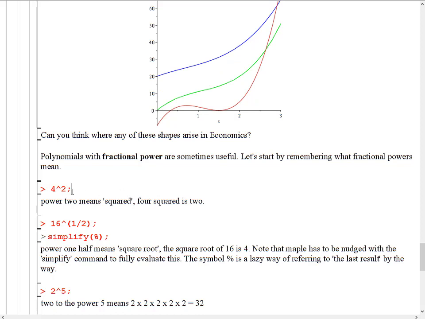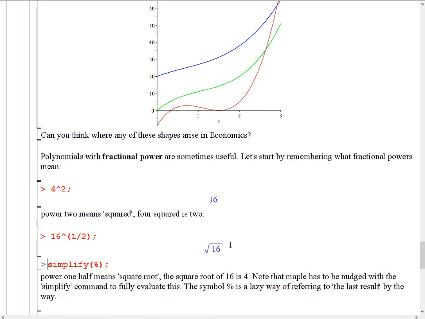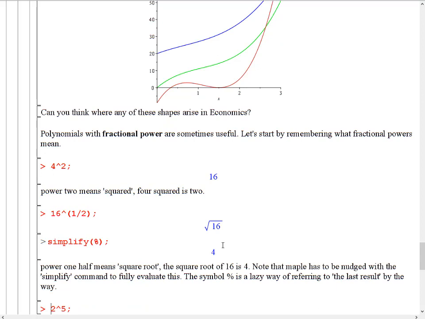If you remember what this means, 4 to the power 2, that means 4 times 4, so it gives you 16. Now, by definition, if 4 to the power 2 is 16, that means that if we start from 16, 16 to the power 1 over 2, 1 half, must take you back to 4. It reverses this. So 16 to the power half gives you the square root of 16, which is 4. You have to give this extra command. This percentage means the last result. So simplify the last result and you get 4.